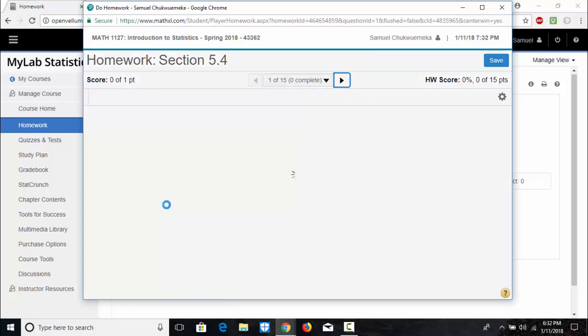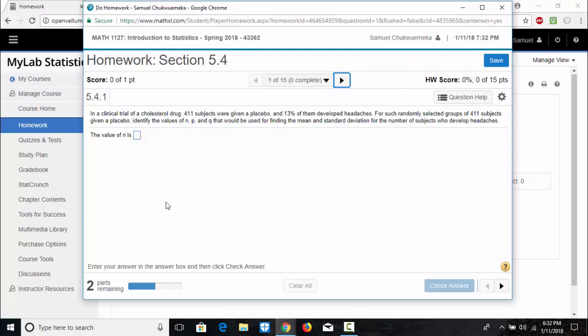In this particular section, we shall only use my calculator to do it because StatCrunch does not do it. StatCrunch does not do the particular questions in this section as at the time of this recording. So we are just going to use my calculator to solve the problems.